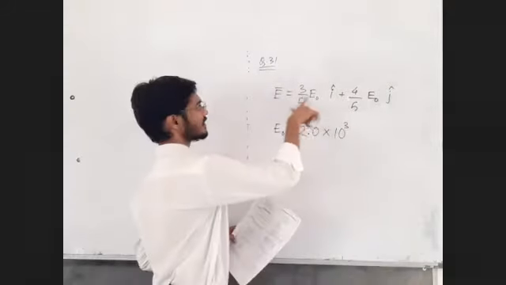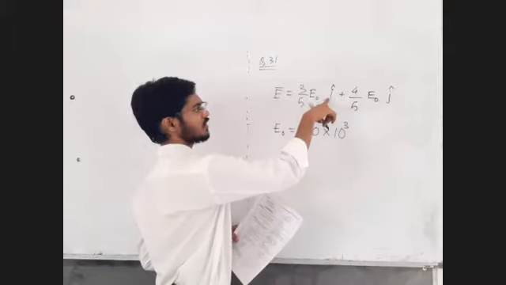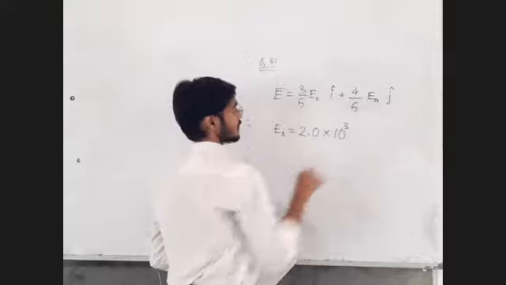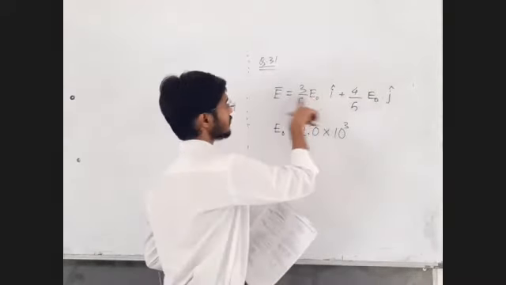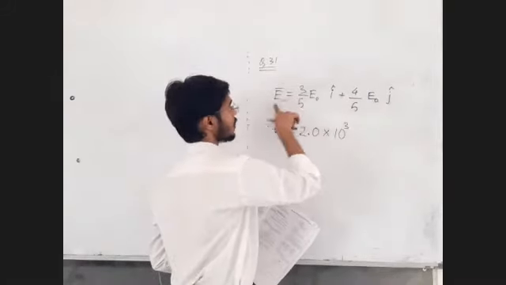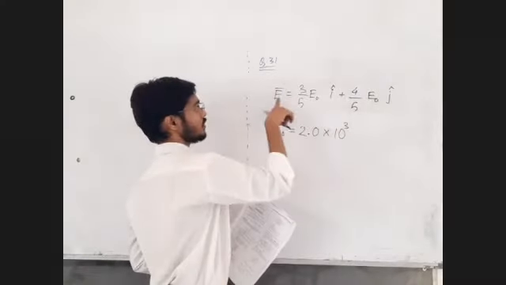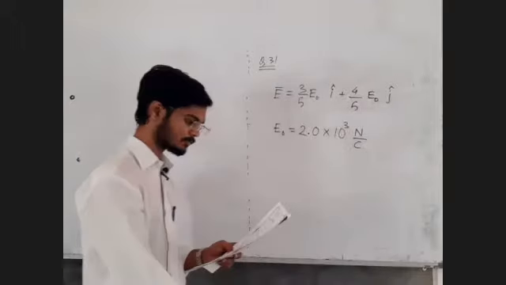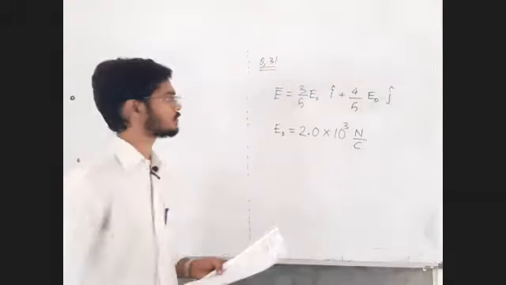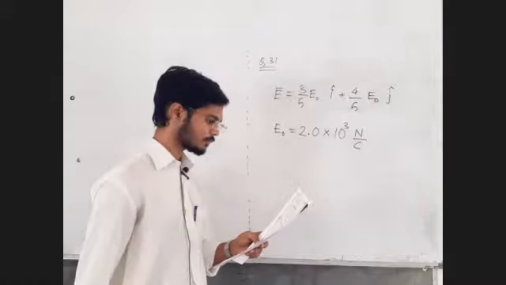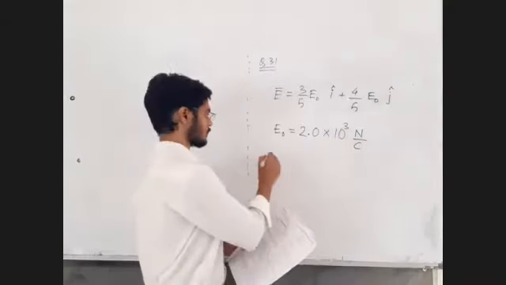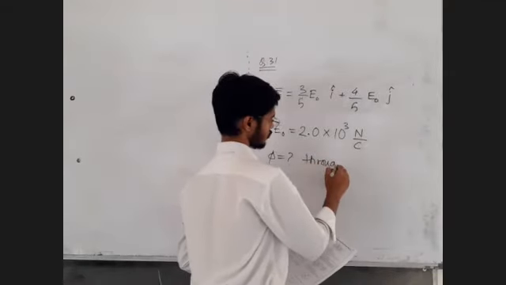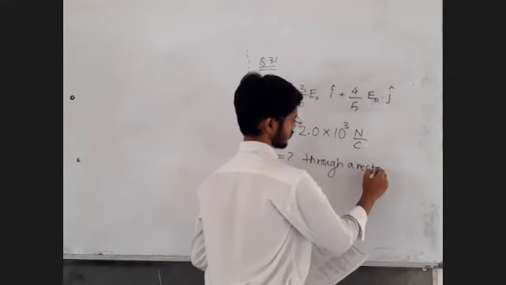Ultimately, the unit of E0 and E should match. i does not have any unit, j does not have any unit. They are just unit vectors. So all of these have the same units. E0 should have the unit of electric field. What is that unit? Force per unit charge, Newton per Coulomb. Okay, sir. Find the flux of this field. Electric flux of this field through a rectangular surface. Phi equals question mark?